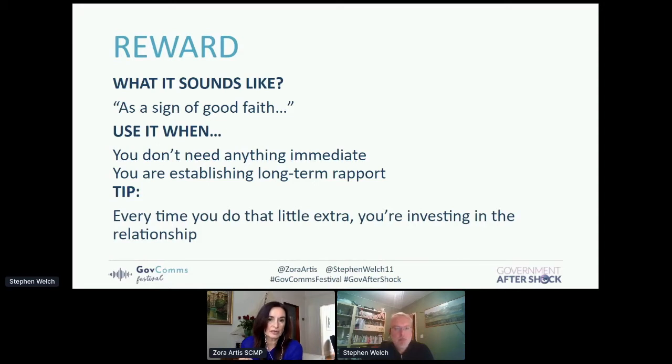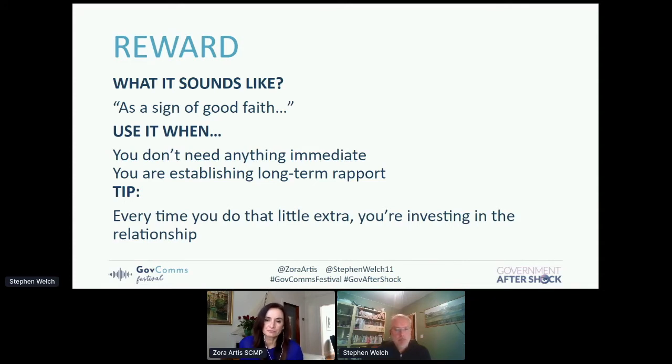You use it when you don't need anything in the short term or anything immediate, and you use it when you're looking to establish that long-term rapport with someone. The thing about it is that every time you do something extra for them, you're investing in that relationship. But the challenge is to think about, are you putting too much in that reputation bank and not taking anything out of it? So you do need to bear that in mind. So it's a style that you can use, but you need to think about when you would use it.